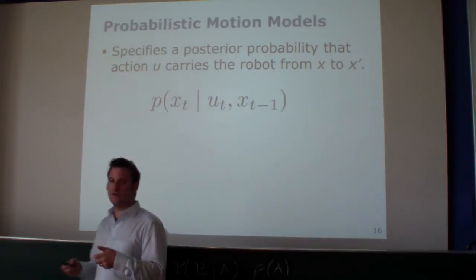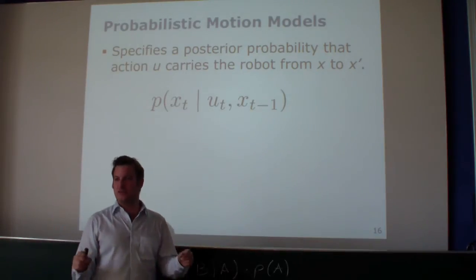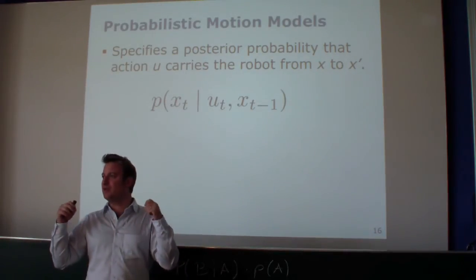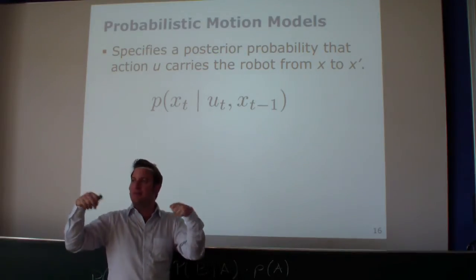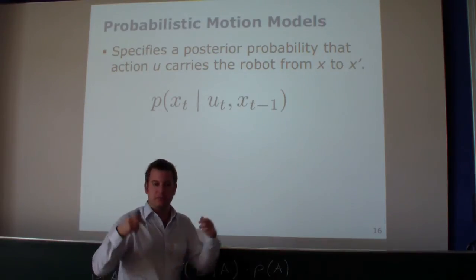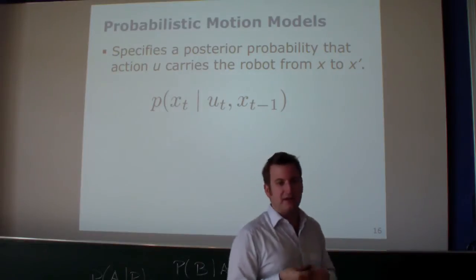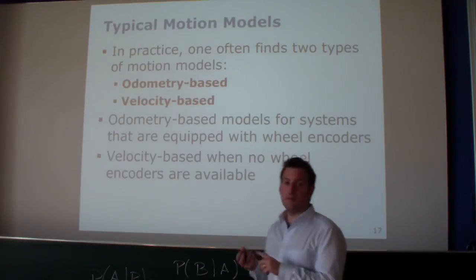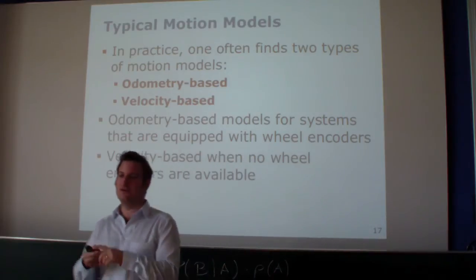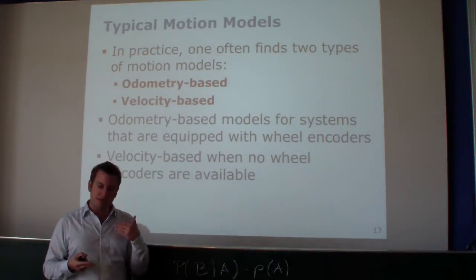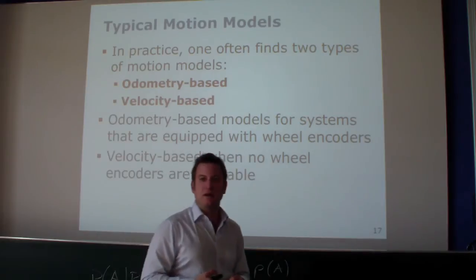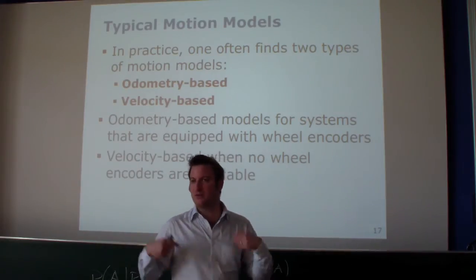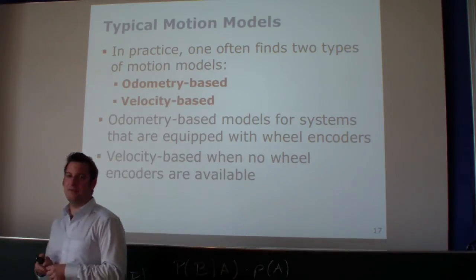And this is typically more uncertain because they're just the commands I send to the system, whereas the odometry of the encoders actually measure how the wheels, let's say, rotate. And therefore, the odometry-based models are typically more accurate. So we distinguish between odometry-based models and velocity-based models. The velocity-based model typically uses the velocity I set to the system, and the odometry-based model uses encoders in order to get information back.